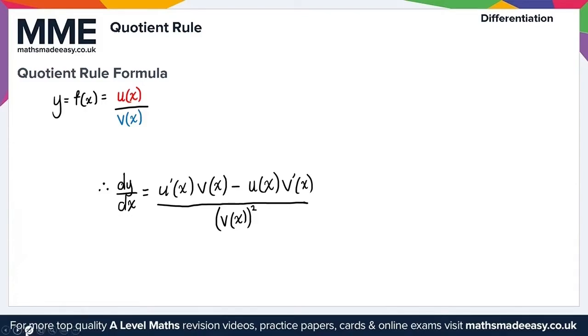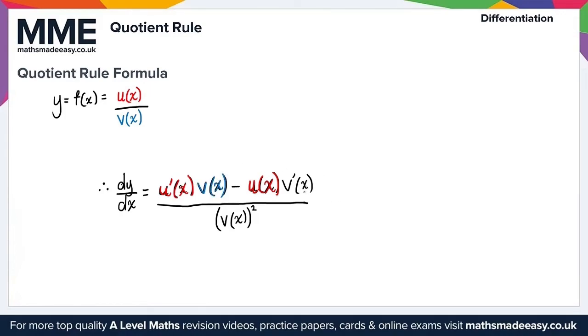Let's quickly match this dy by dx with the corresponding colours, so we can see clearly which parts correspond to which. The formula begins with u prime of x times v of x. This u prime of x corresponds to our numerator, so we can write that as u prime of x. We also have a u of x here, and that corresponds to our numerator u of x. We have a v of x here, and that's our blue part, so writing that in the correct colour, that's going to be v of x.